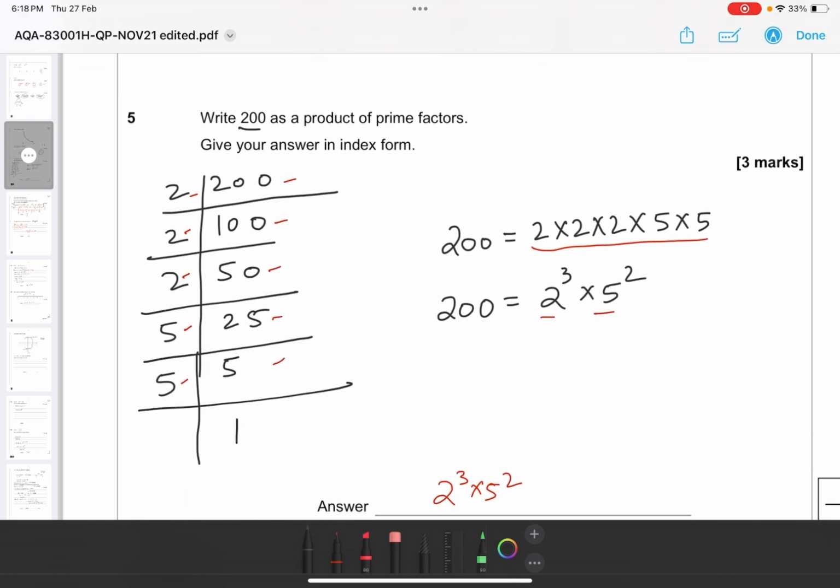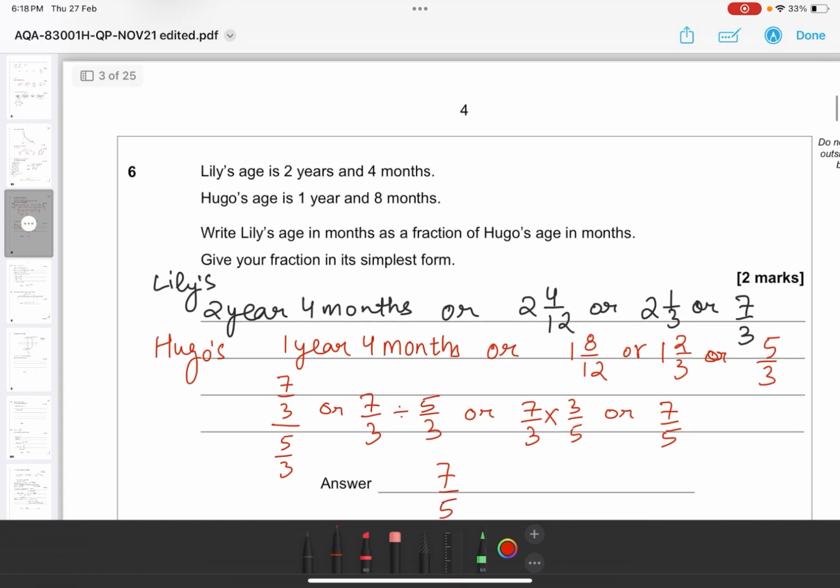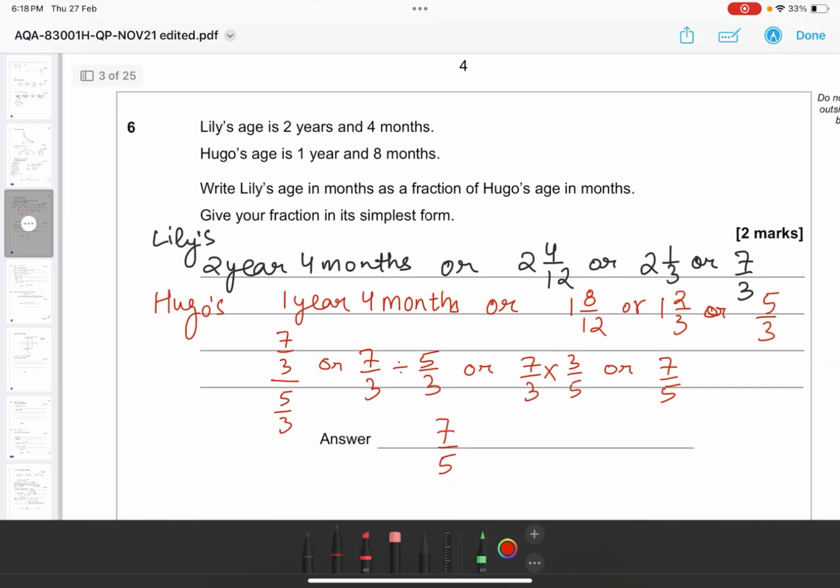Write 200 as a product of prime factors. So first of all, we will prime factorize 200. That would give us 2 times 2 times 2 times 5 times 5. We can write it like 2 cube times 5 square, and this one is the answer. Let us move on to the next question.